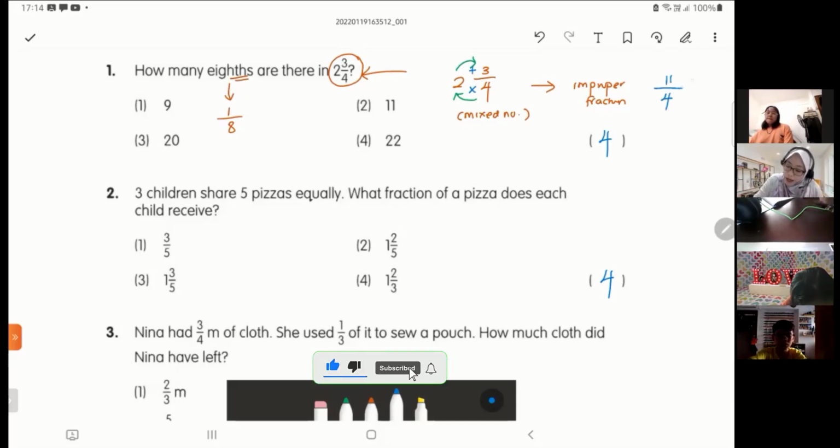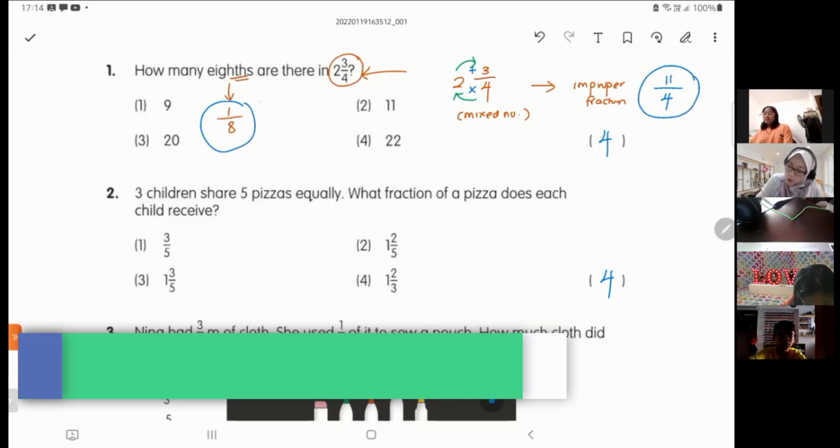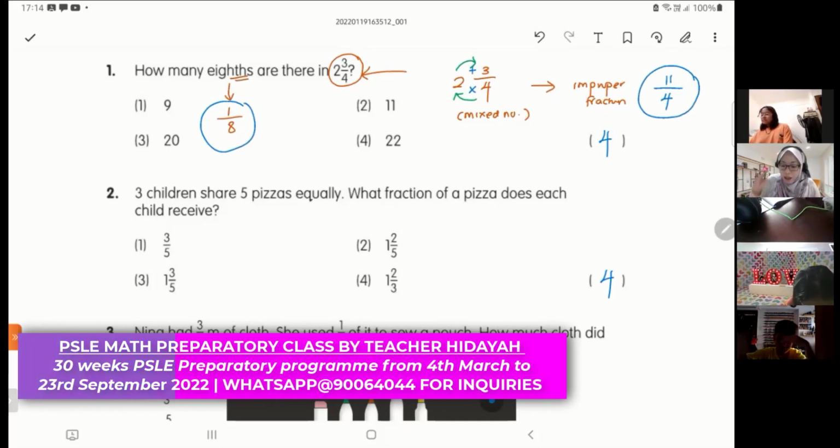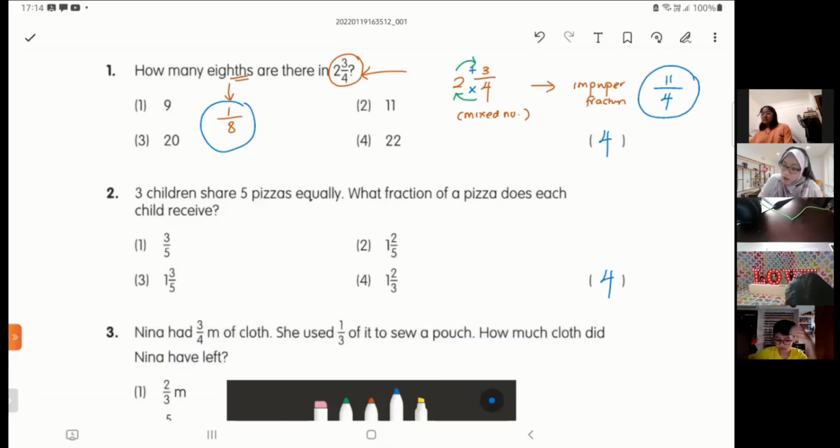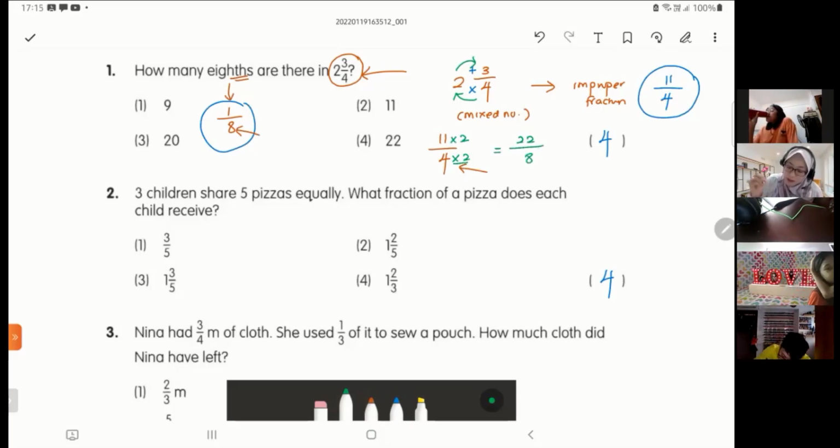Now I have normal fractions, both one liners: 1 over something, something over something. Now in 11 over 4, how many 1/8 are there? Let me teach you one shortcut. I have 11 out of 4. You look at the denominators. Are they the same? No. Make them the same first. So times 2 to make it into 8. If I times 2 for the denominator, the numerator must also do the same, so it equals 22 out of 8.